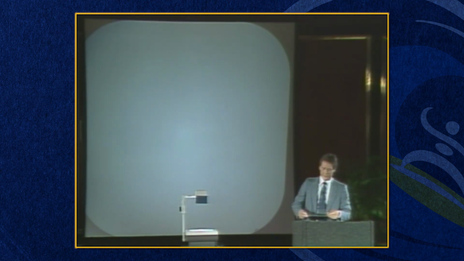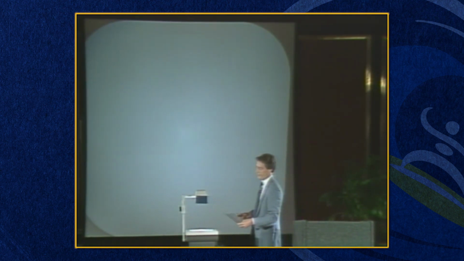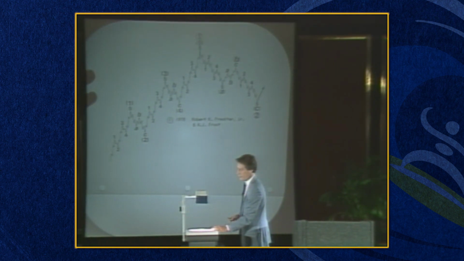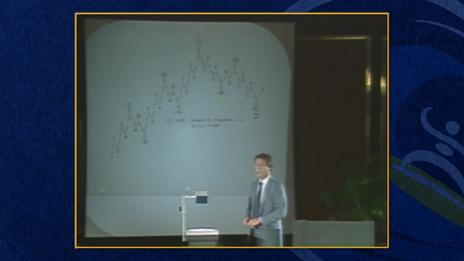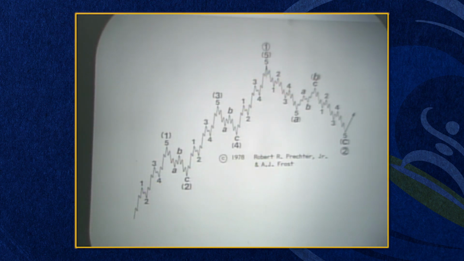My contention is that R.N. Elliott was saying exactly this same thing 50 years prior. He said if you take a look at the whole and then look at its components, you will find that the component takes the same shape as the whole.